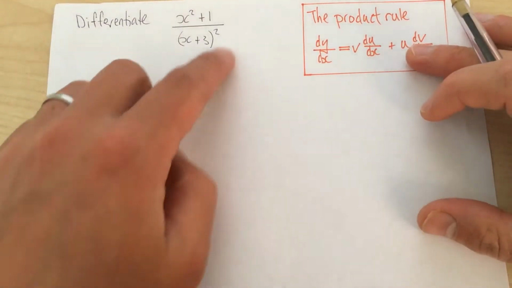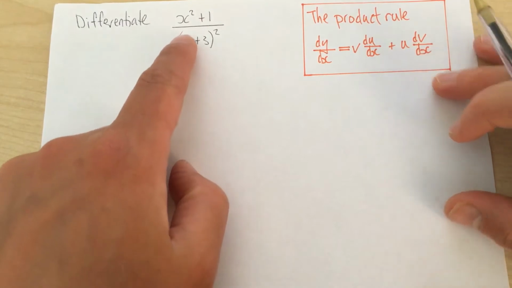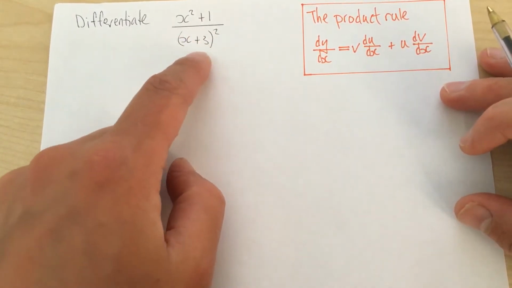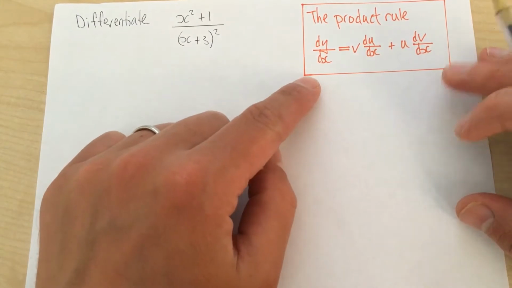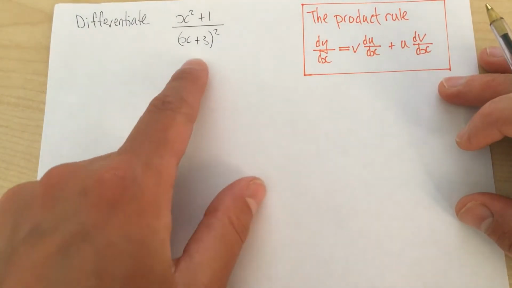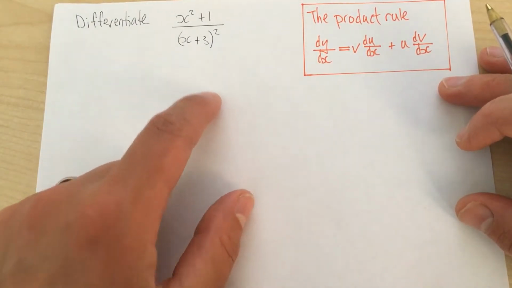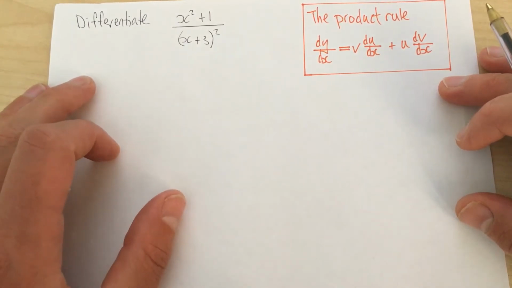Here's the function that we're going to differentiate: (x squared plus 1) over the square of (x plus 3). First of all, we're going to use the product rule, and then we'll take the same function and differentiate it using the quotient rule.